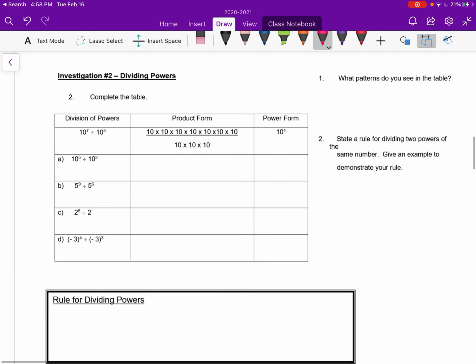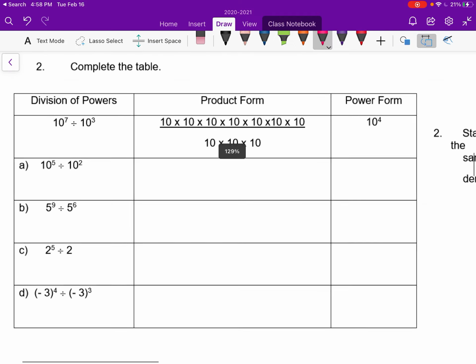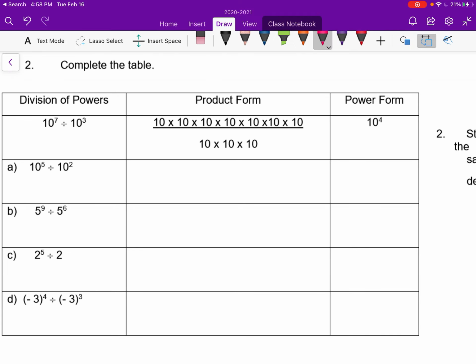So now, if we're dividing powers, let's complete the following table. I took 10 to the 7 and I put in 7 tens: 1, 2, 3, 4, 5, 6, 7. And then it's divided by 3 tens at the bottom. Now, when you have something like this, you can actually start crossing out the tens at the top.